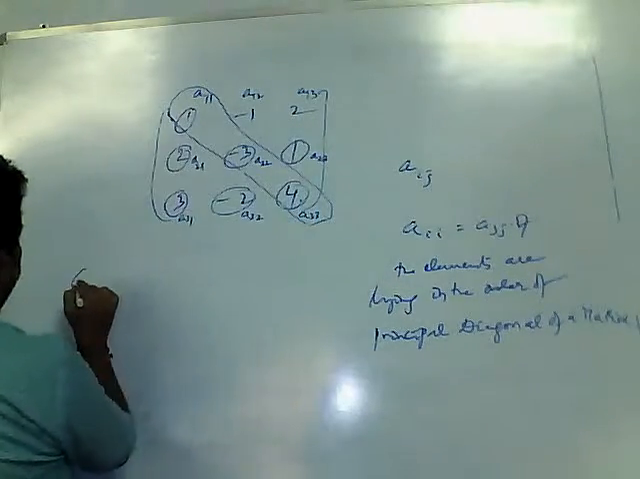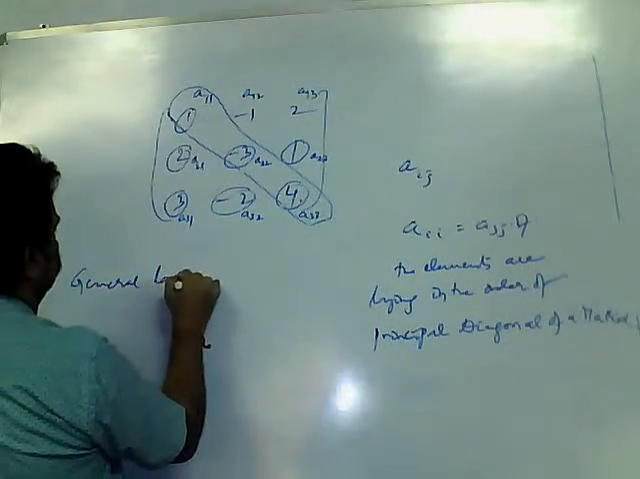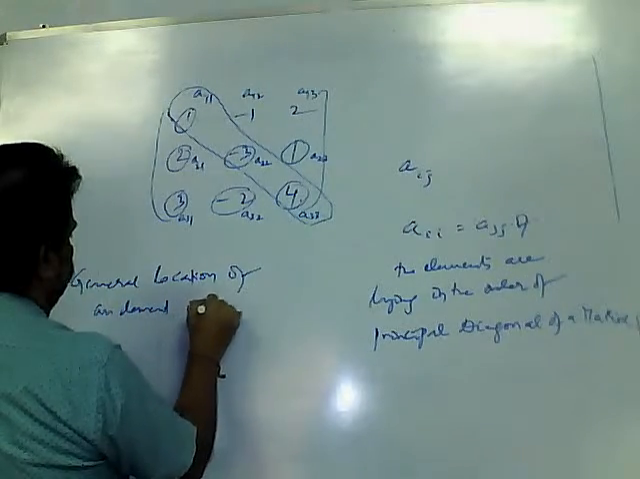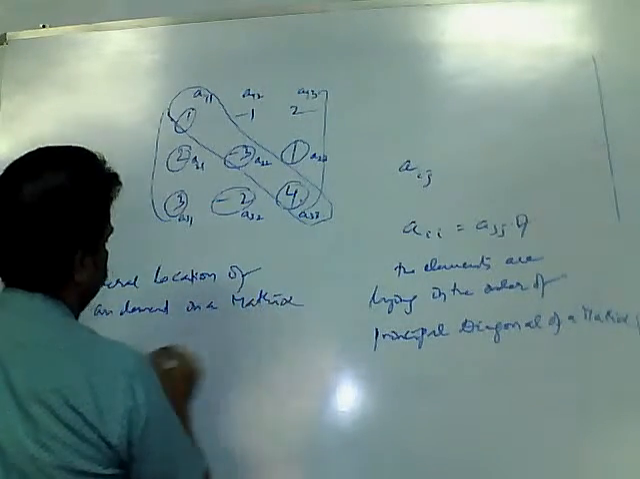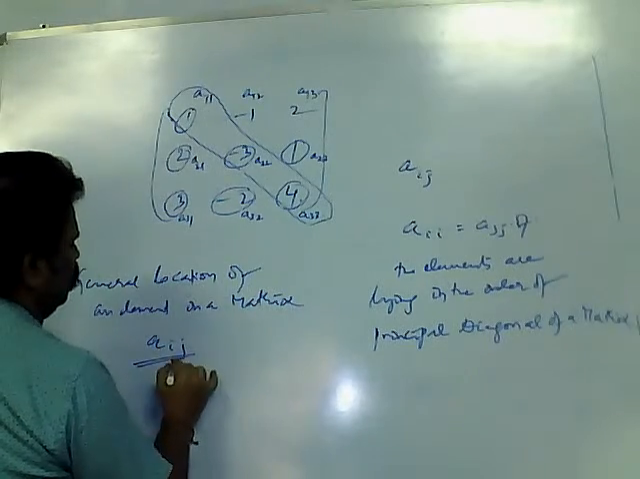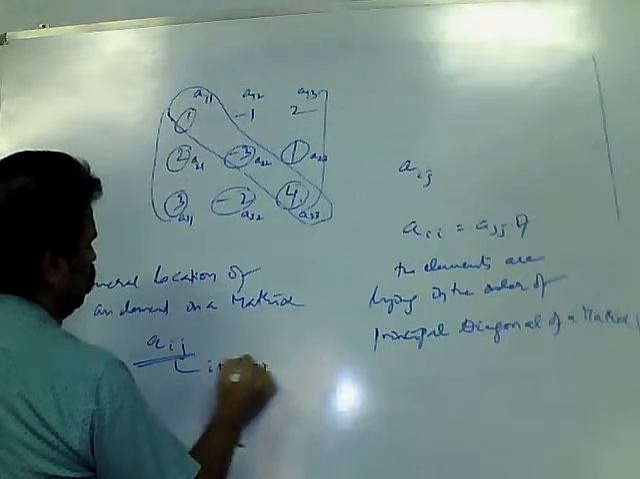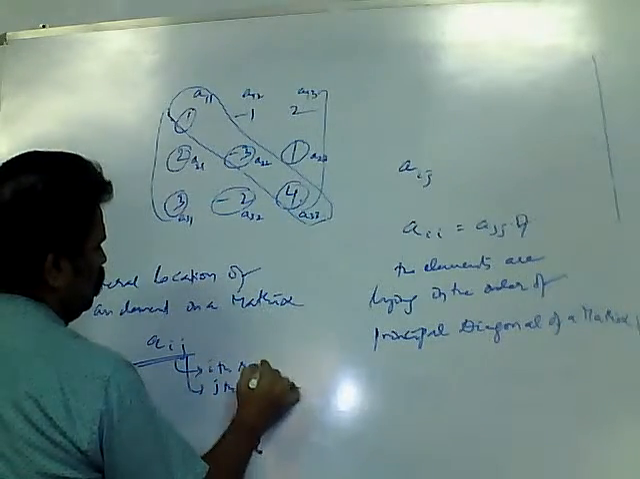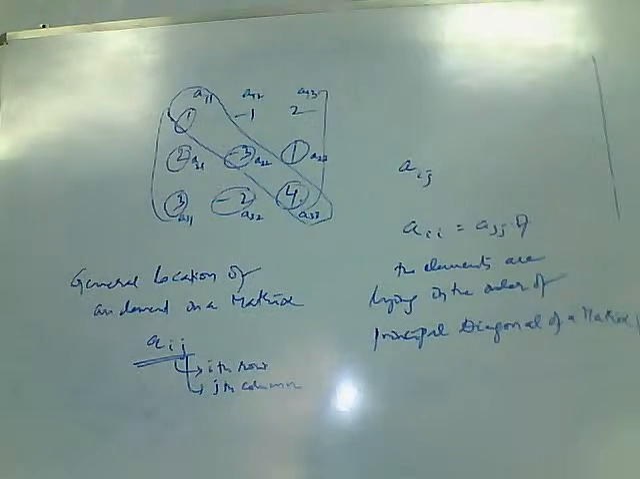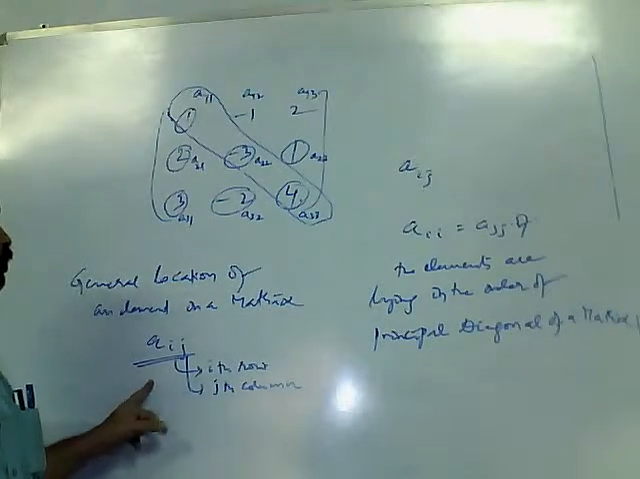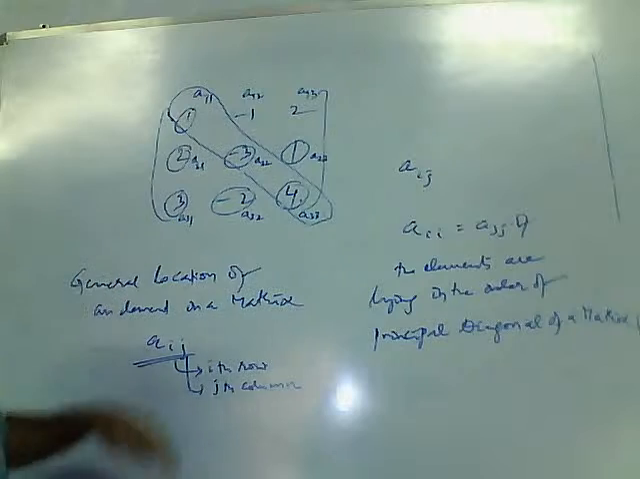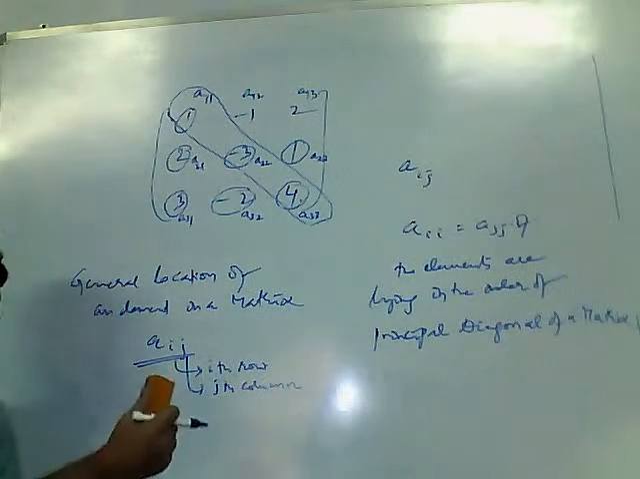So what is the general location of an element in a matrix? The general location of an element in a matrix is Aij, where i is the row and j is the column. This is indicated with the ith row and jth column, right? Aij is the location of the element in the given matrix. You can note it down if you want.